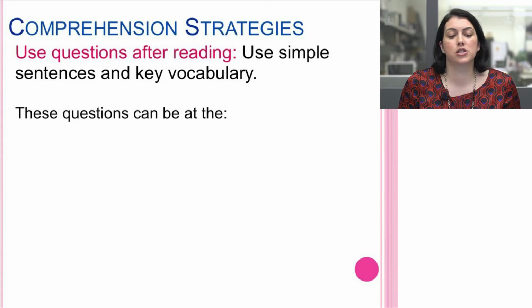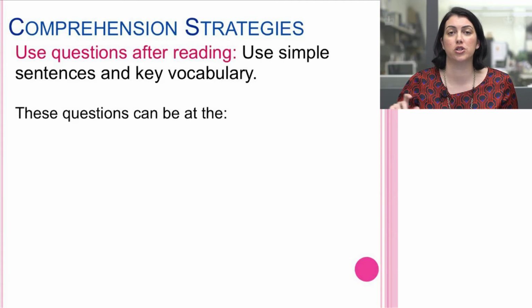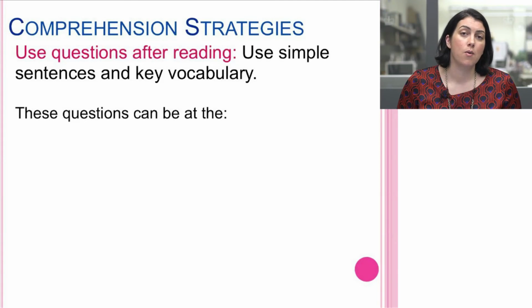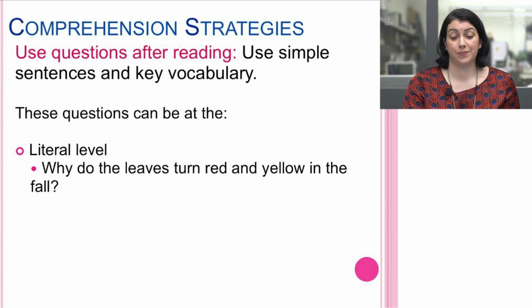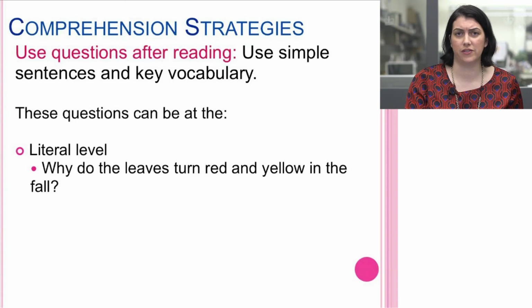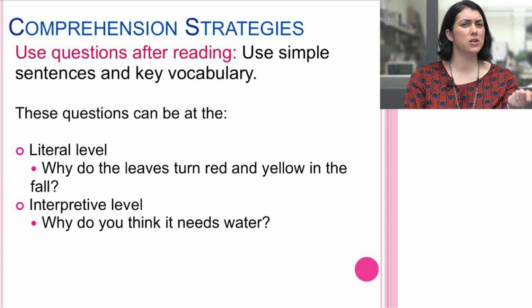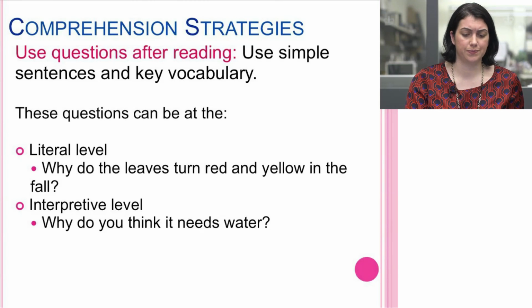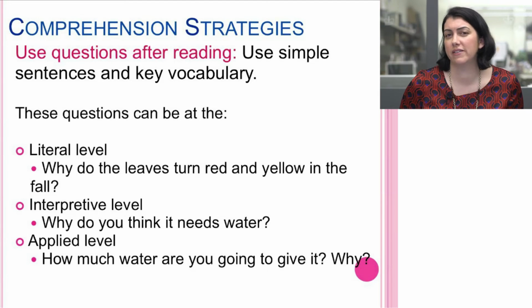After reading, it's so important also that we follow up with comprehension to ensure that the full story was understood. Those questions could be at the literal level. Why do the leaves turn red and yellow in the fall? At an interpretive level, why do you think the plant needs water? Or even applied, how much water are you going to give it and why?